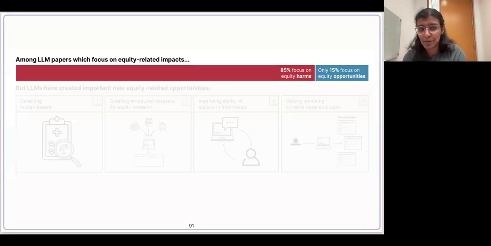Emma, Raj, and I spent some time last year hand annotating a random sample of these equity-related publications in machine learning. And what we found is that 85% of these publications focus on harms and only 15% focus on opportunities. So in other words, much of the discourse around how they'll impact social equity has been cautionary or negative.